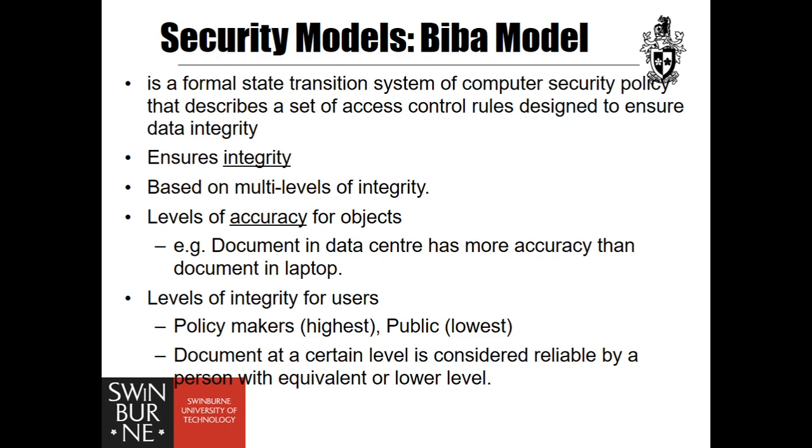The Biba model is a formal state transition system of computer security policy that describes a set of access control rules designed to ensure data integrity. So it ensures integrity based on multi-level integrity. There is a level of accuracy for objects, for example, a document in a data center has more accuracy than a document in a laptop. It also has levels of integrity for users. For example, a policymaker might be highest, and the public might be lowest. A document at a certain level is considered reliable by a person with equivalent or lower level.